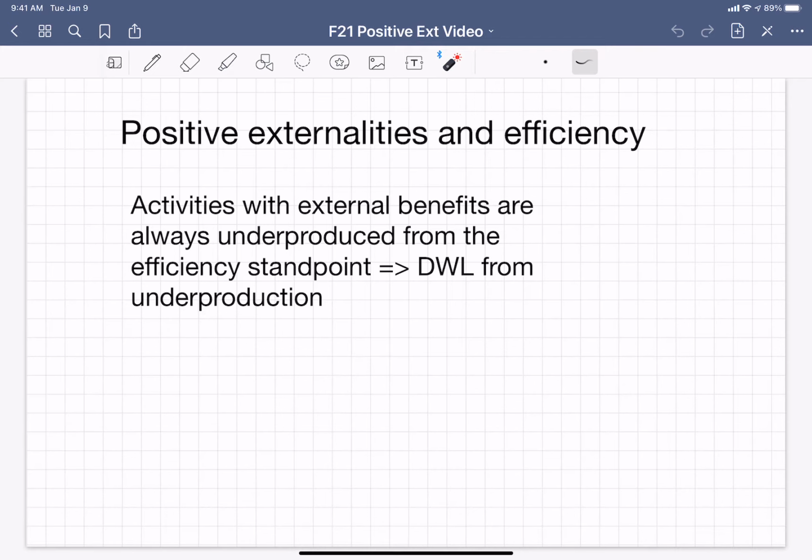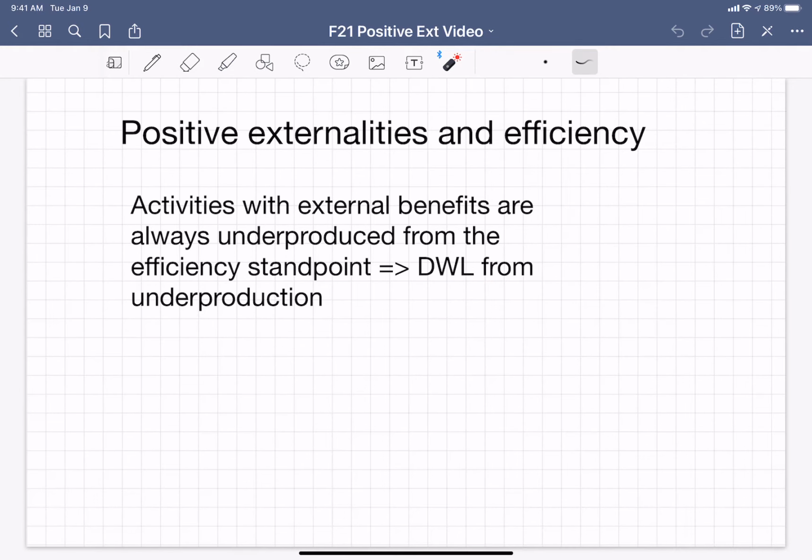Now let's jump to positive externalities and efficiency. So that's where we need to implement our formal analysis that we're able to do thanks to our previous learning in this class. What can we say about efficiency here? Well, we'll see that activities with external benefits will result in underproduction. And, well, as always, in case of underproduction and in case of missing the point of allocative efficiency, we'll see some deadweight loss.